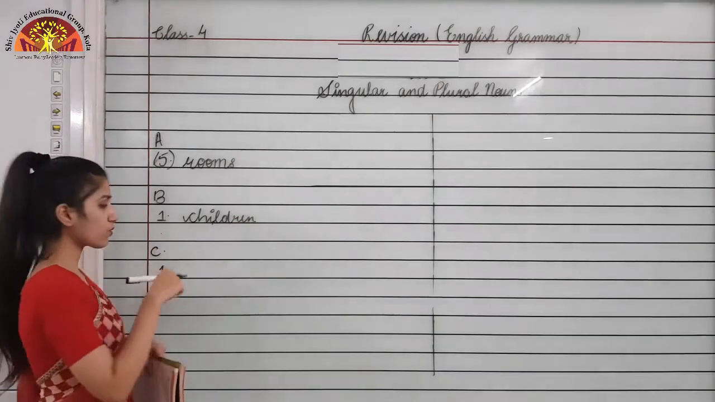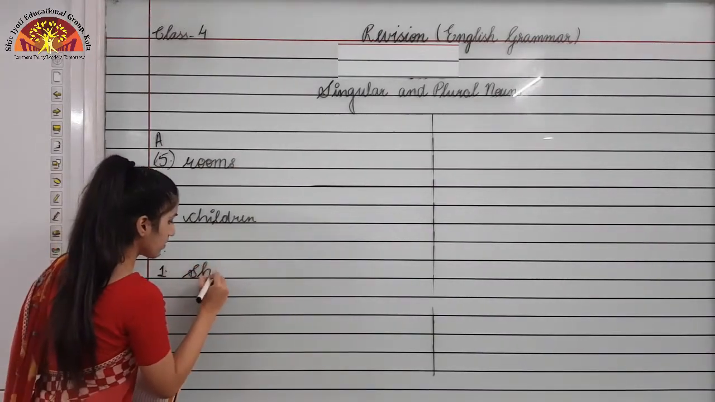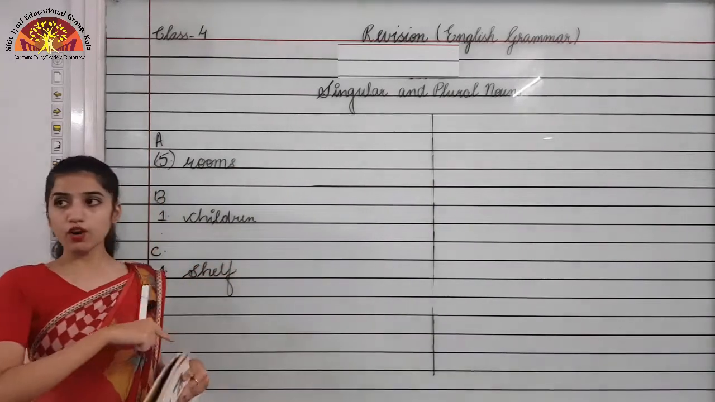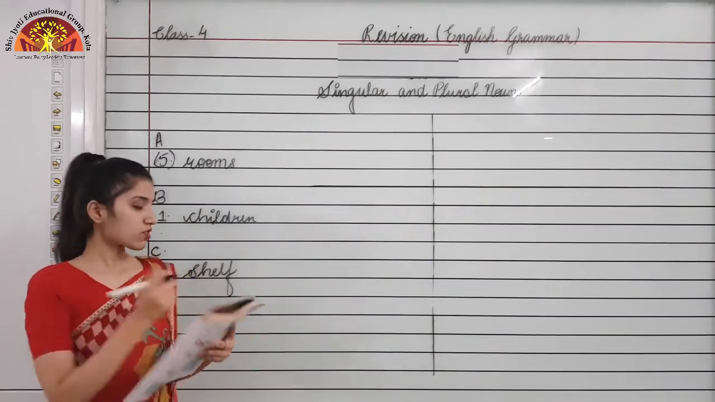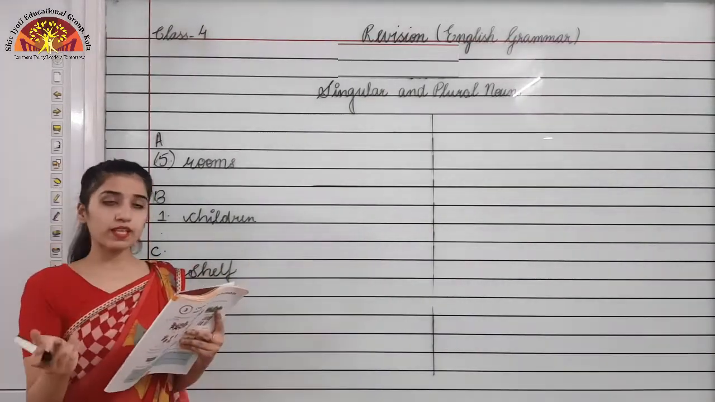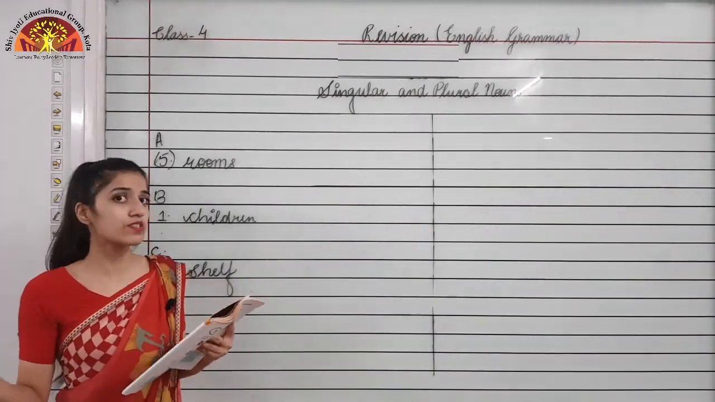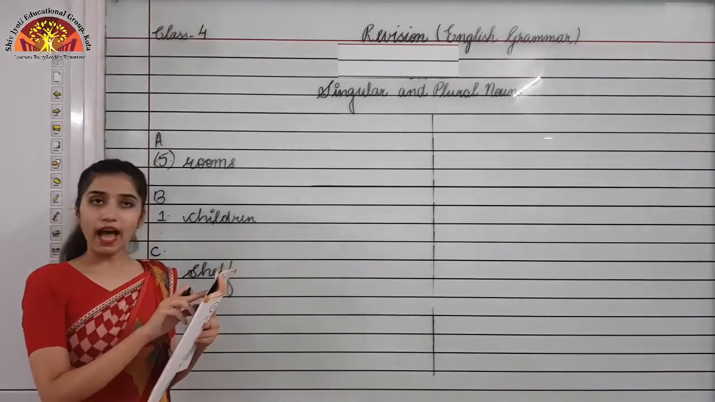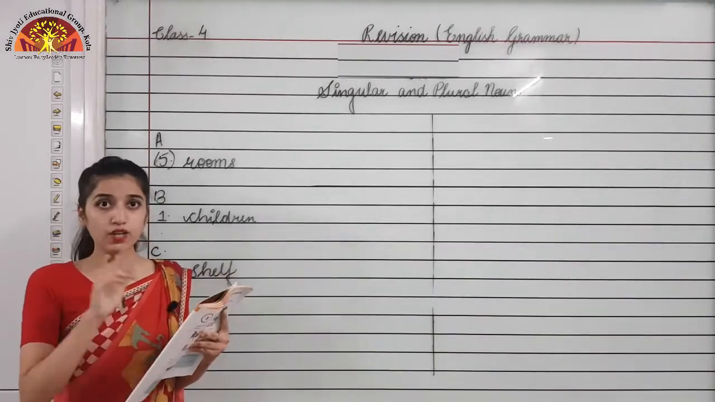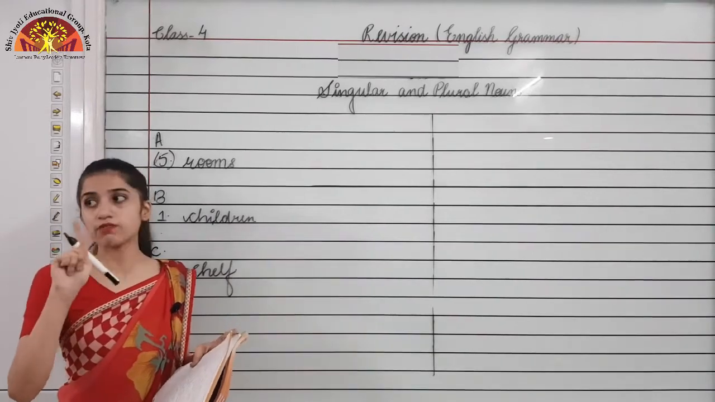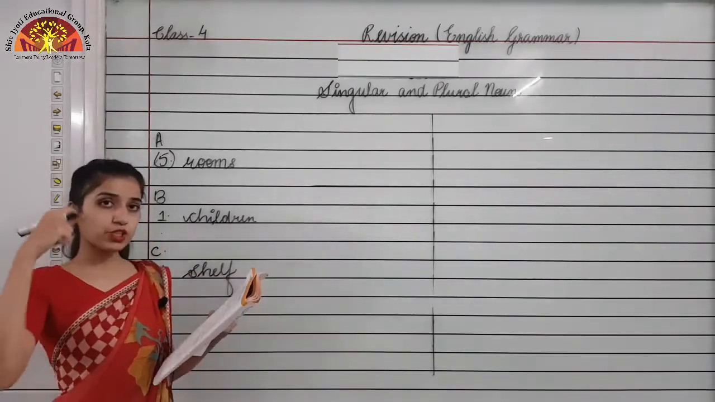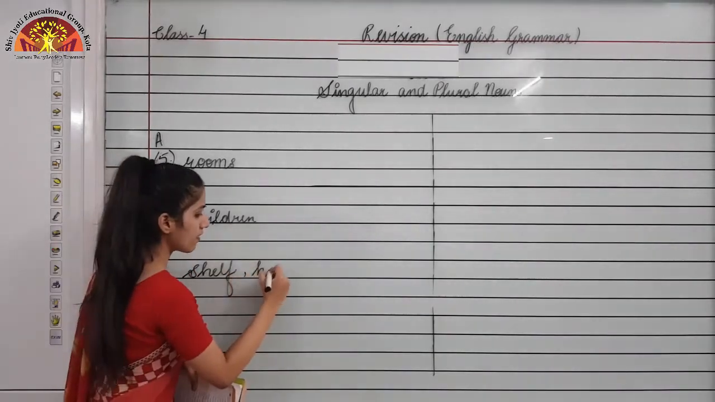So what we need to write is shelf, because that's the singular of shelves. Okay, so the answer is shelf. And one more thing, you need to make other necessary changes also, right? You need to change have into has now, because we are talking about one shelf only. So have will be changed into has.